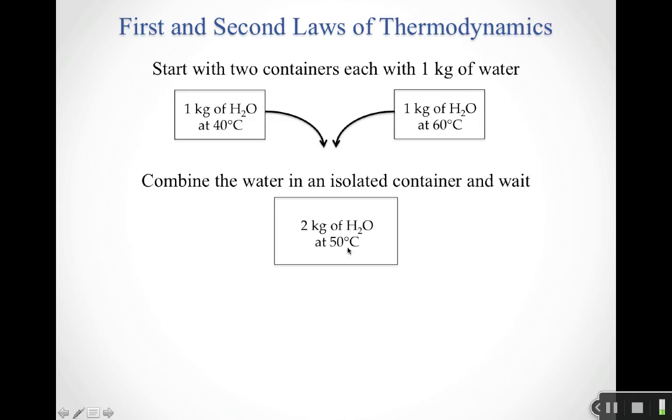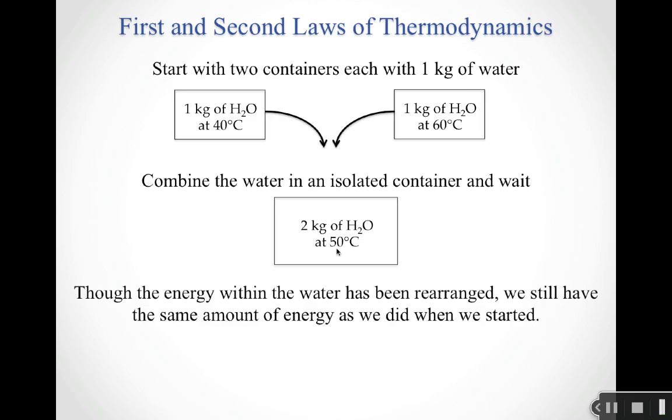I know if I mix these things together and put them into an isolated container, so again, if I work this as a calorimetry problem, at the end I would end up with 2 kilograms of water at 50 degrees Celsius. So the fact that I've got the same amount of water means that they're going to come to the average temperature of what they started with. In this case, it happens to be 50 degrees Celsius.